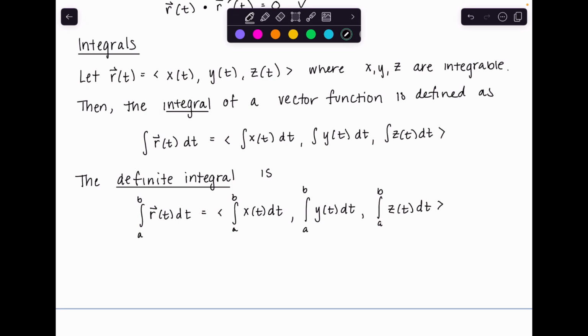So if you can do a definite integral, you can do a normal integral. Just remember you put plus c at the end once you integrate. Here, because you're doing c in each component, you would put plus a c vector. Okay.